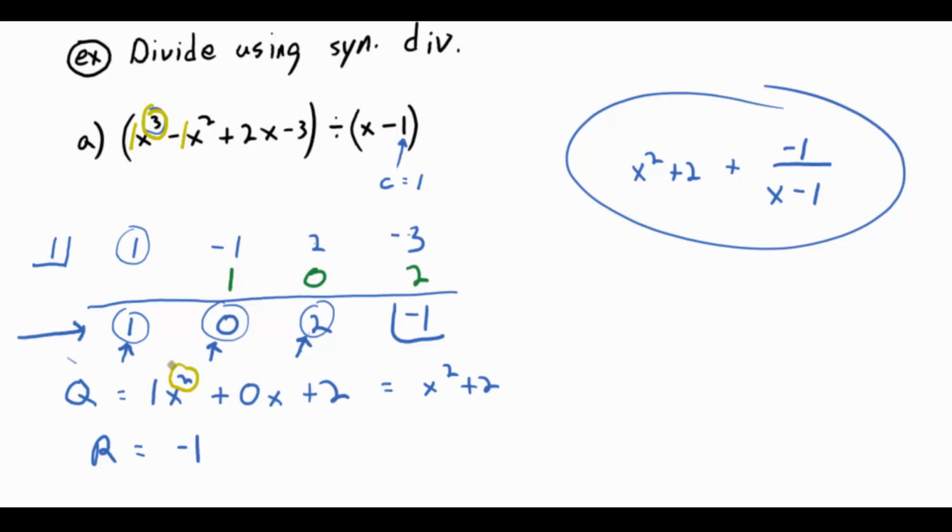And so you just write the numbers that we got. 1 is the one that goes with x squared. 0 is the coefficient of x in your quotient, right? And this 2 is your constant term in your quotient.